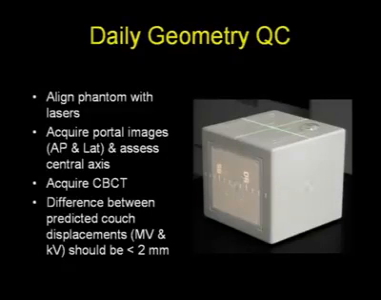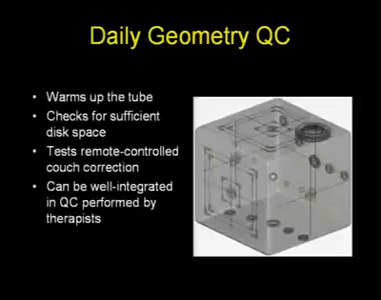So typically the way we perform daily QA is to first align this Phantom according to the room lasers, and we then proceed to acquire portal images in the AP and lateral directions to assess the central axis alignment. We then acquire a cone beam CT, and we compare the shifts recommended by the two systems, which should be in agreement, plus or minus 2 millimeters.